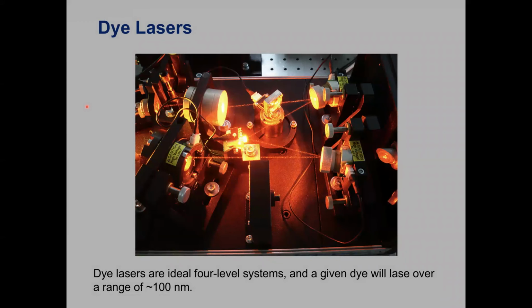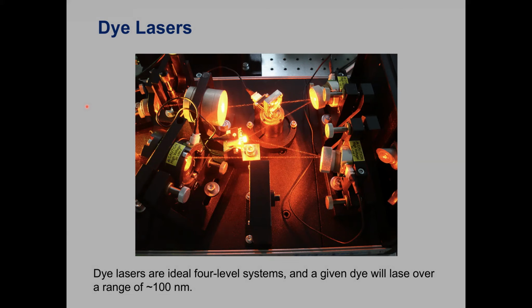For instance, a dye laser, most of the dye lasers that are used, those are 4-level systems. So this is kind of the reason they were popular for a while until we realized they caused cancer, because the complex organic dyes have lots and lots of energy levels. So it was easy to find 4-level systems there.